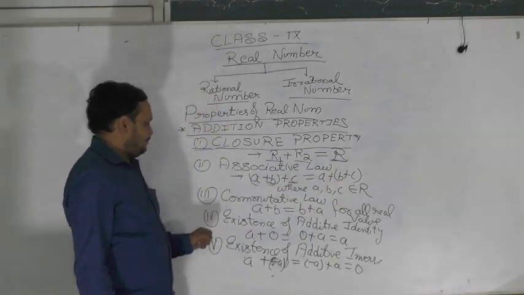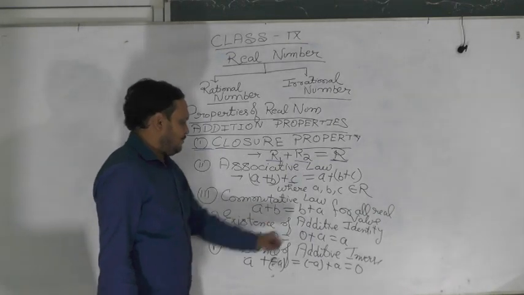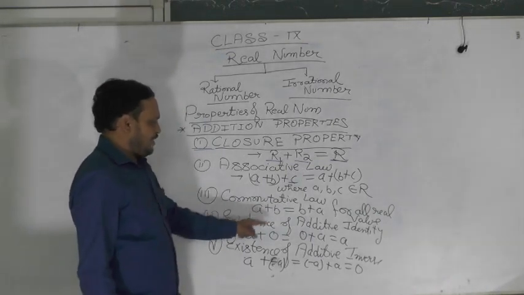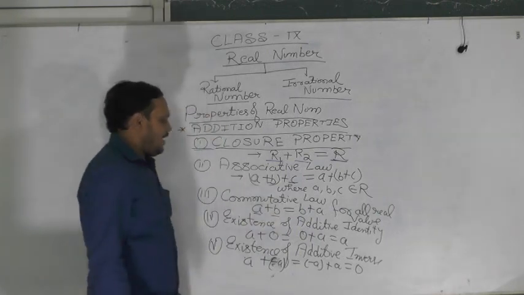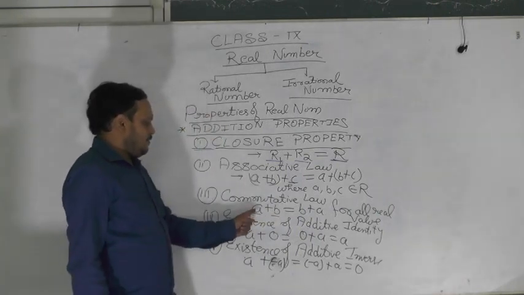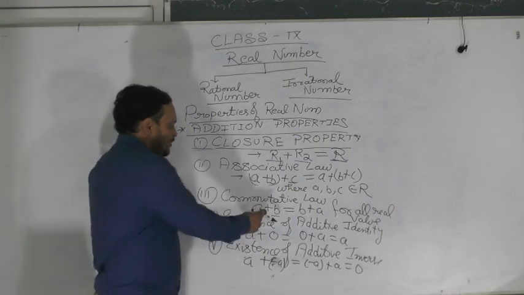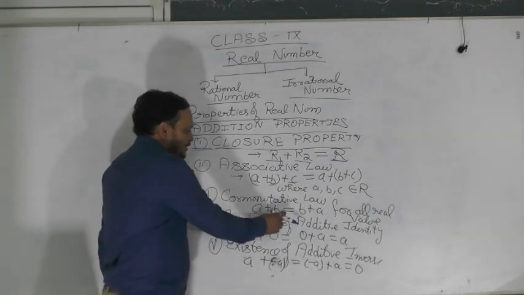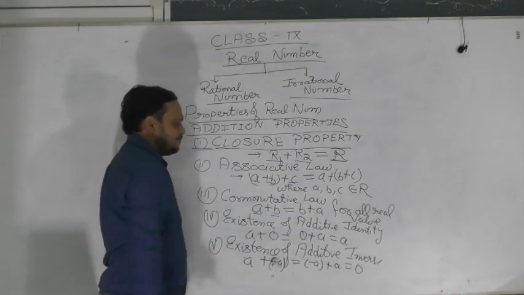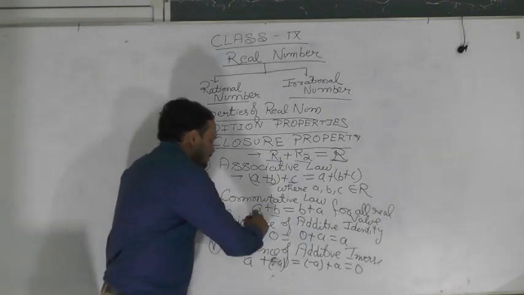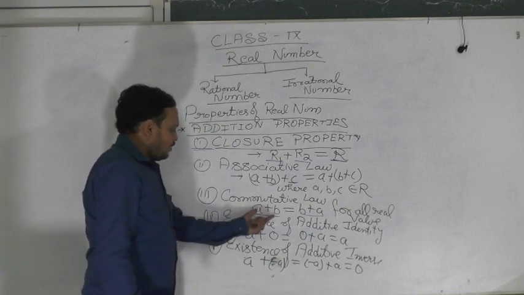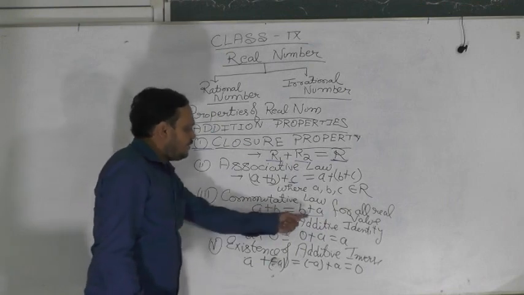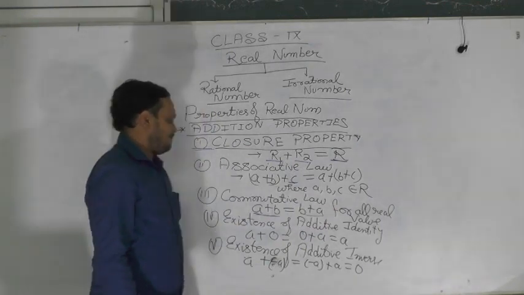Now come to the third, the commutative property. The commutative property states, suppose there are two real numbers A and B. We place the first real number in the first place and the second in the second place, and if we interchange their positions, the sum of these two real numbers in both arrangements is the same.